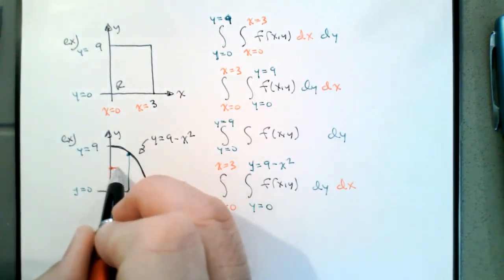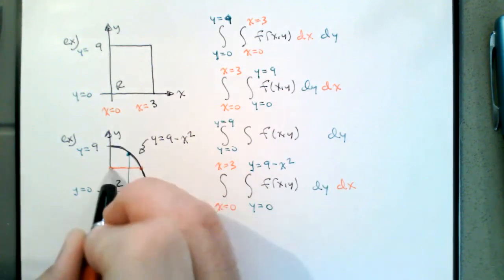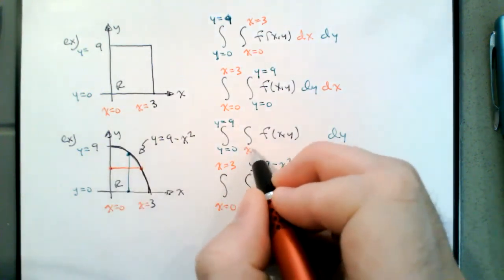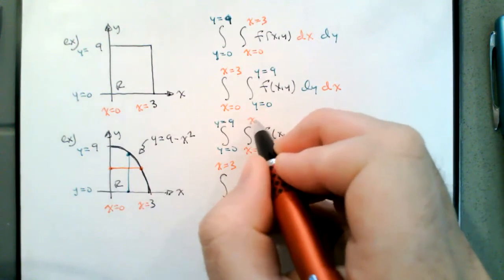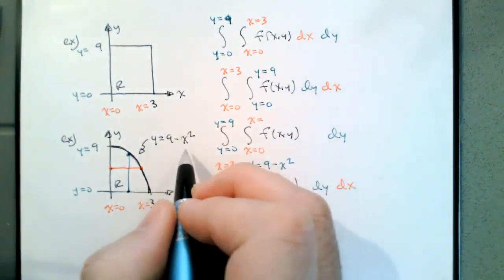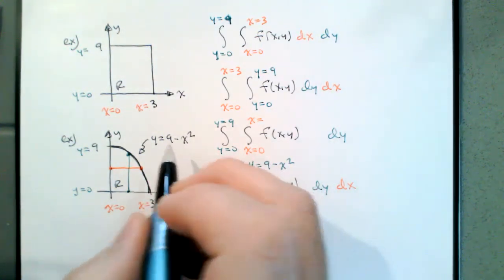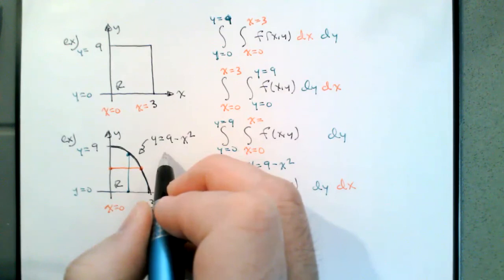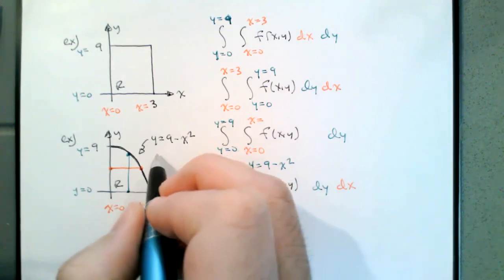X starts off at 0 and goes up to the function. So x starts off at 0 and ends at the function, but I can't use 9 minus x squared. X is the variable that we're integrating with respect to, not an upcoming variable. So I just have to turn my function around. Instead of writing 9 minus x squared, I'll have to write this as the square root of 9 minus y.